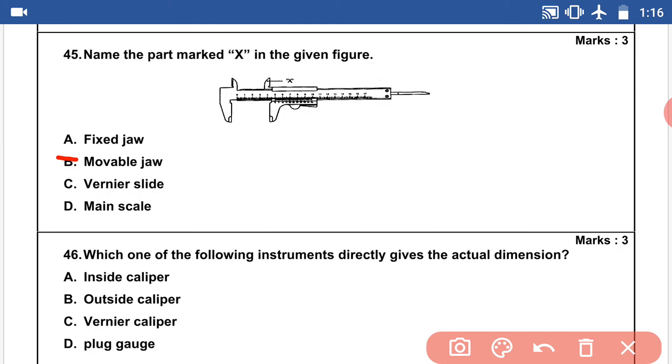Question number 46. Which one of the following instruments directly gives the actual dimension? Here we have inside caliper, outside caliper, and vernier caliper. Option C is the correct answer. Vernier caliper is a direct measuring instrument.